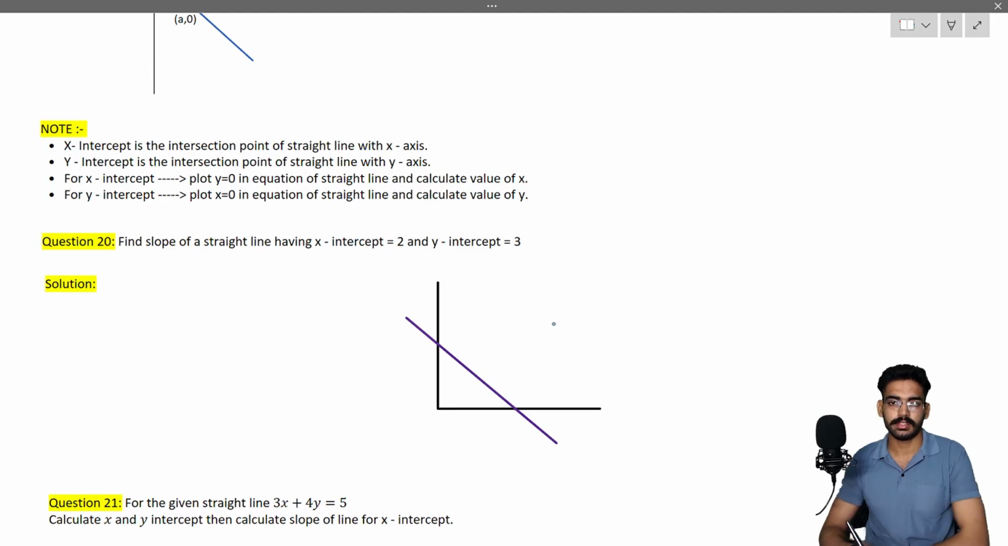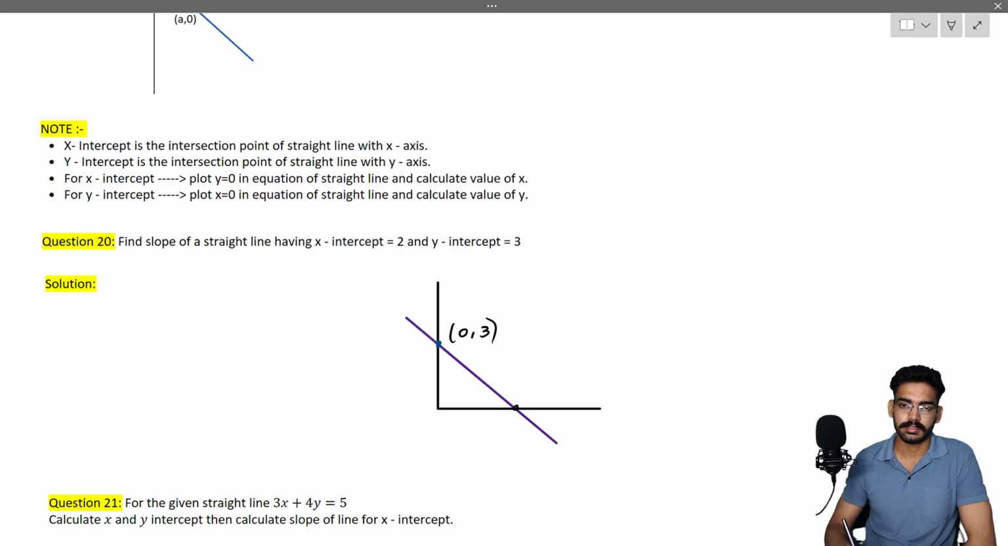Okay, so these values are given, which means you have 2 points. One point is given as (0, 3) and the other point is (2, 0). The x-intercept is where it cuts the x-axis and the y-intercept is where it cuts the y-axis, right? These are the 2 points, and he asks for the slope.